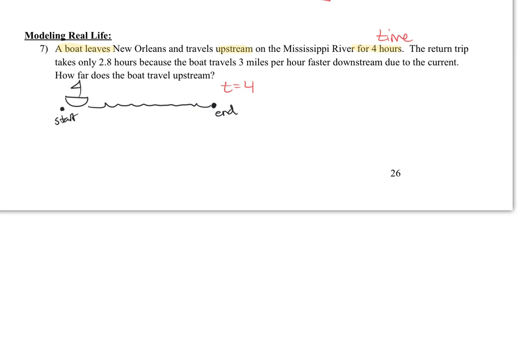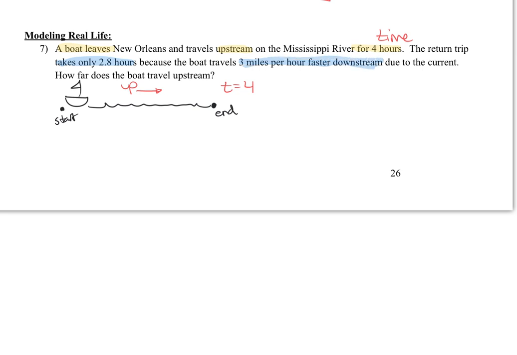That's our time. And I'll even do a little arrow so I know that I'm talking about upstream and not downstream, okay? So it's like a ferry. We take a ferry to a location, we stop, we do whatever we need to see there, and then it says, okay, then on the way back, so the same path, right? The same path, but on the way back, it took less time. It only took them 2.8 hours because it traveled 3 miles per hour faster downstream.